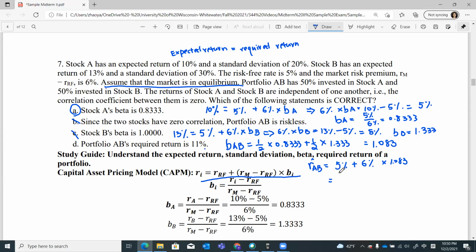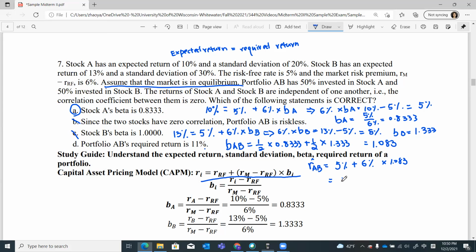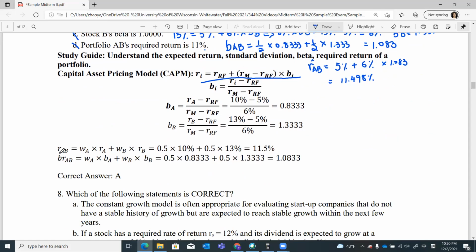This equals to, let's do the calculation here. 6% times 1.083 plus 5%, 11.5%, 11.498%. It's not equal to 11%. We rule out D here. So this is question 7.